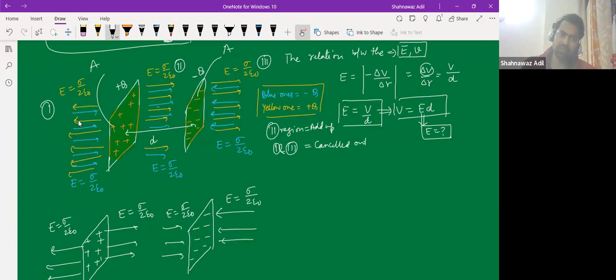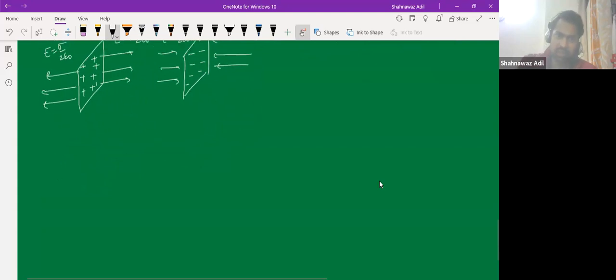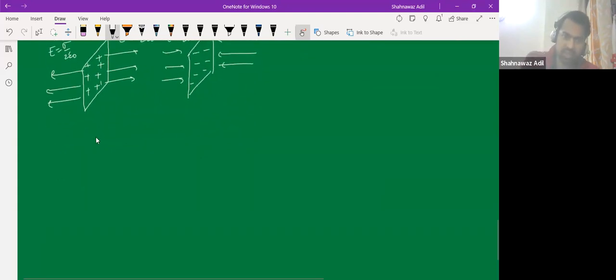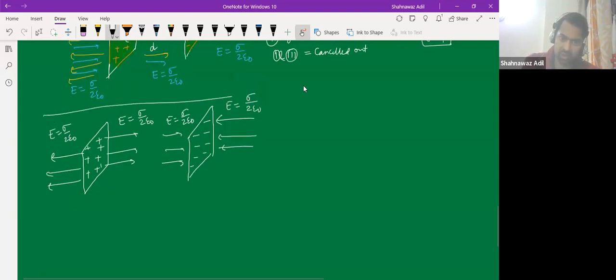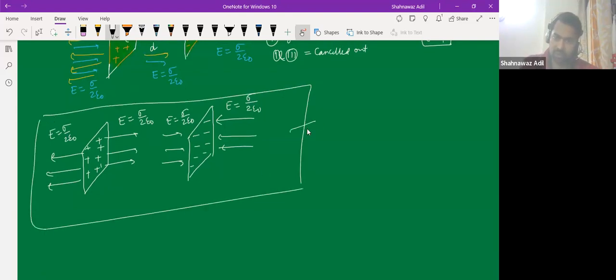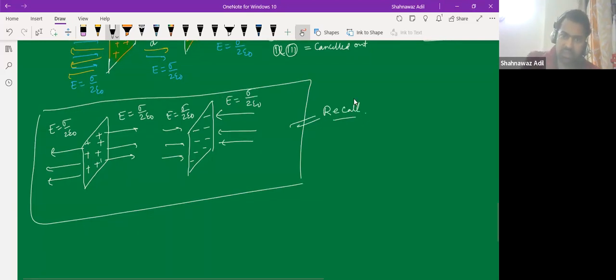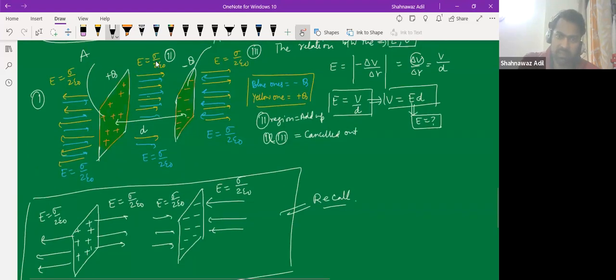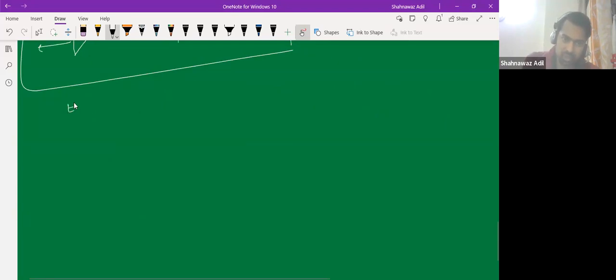So there would be no electric field outside the capacitor, right? So the second region is what we wanted to find. That was the goal: the electric field between the plates that we wanted to calculate, right? So then what is the total amount of electric field? Sigma by 2 epsilon naught, sigma by 2 epsilon naught. They're adding up, right?